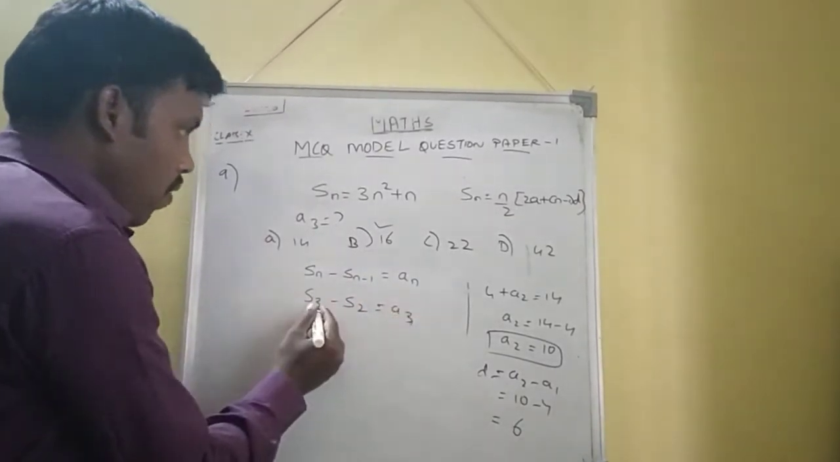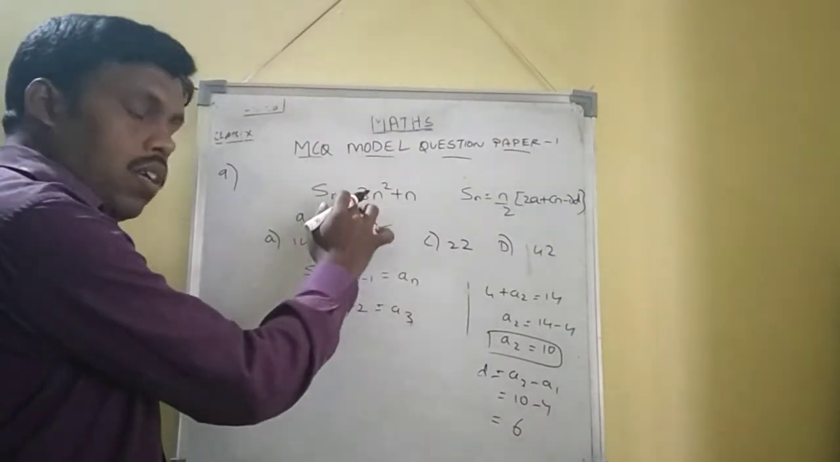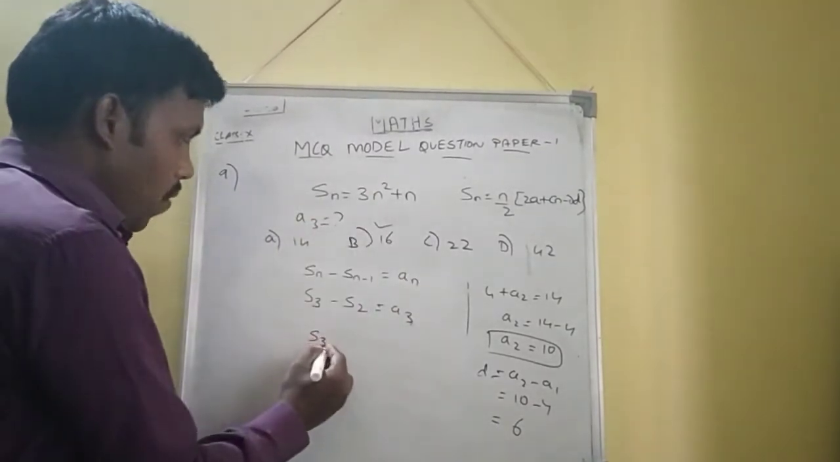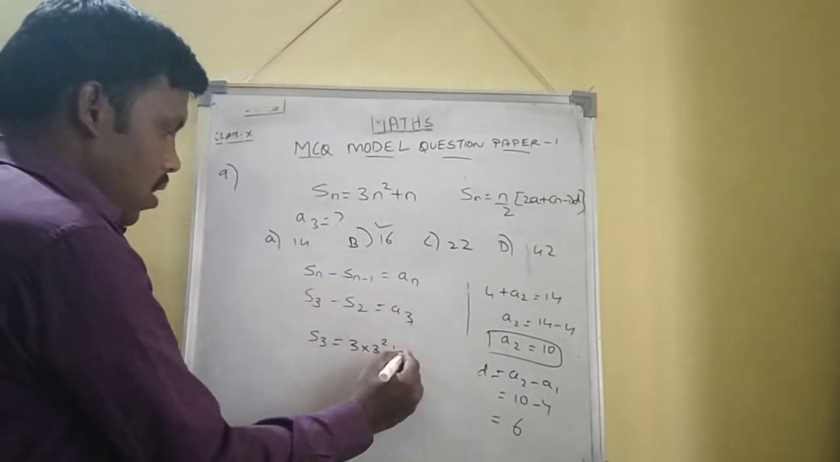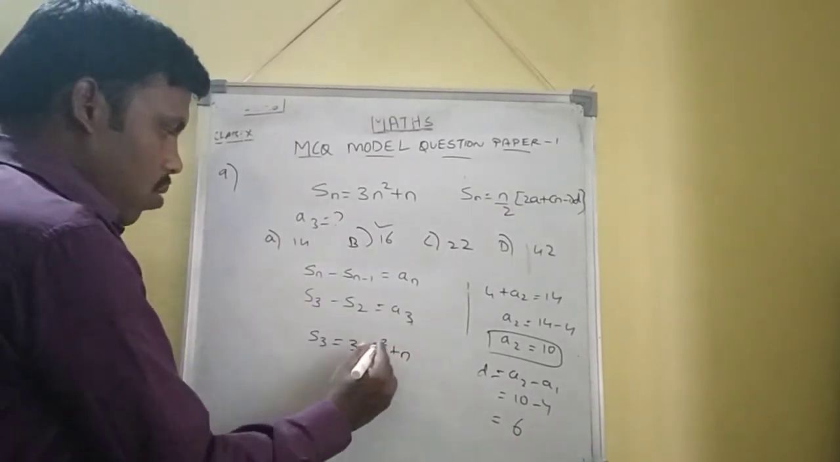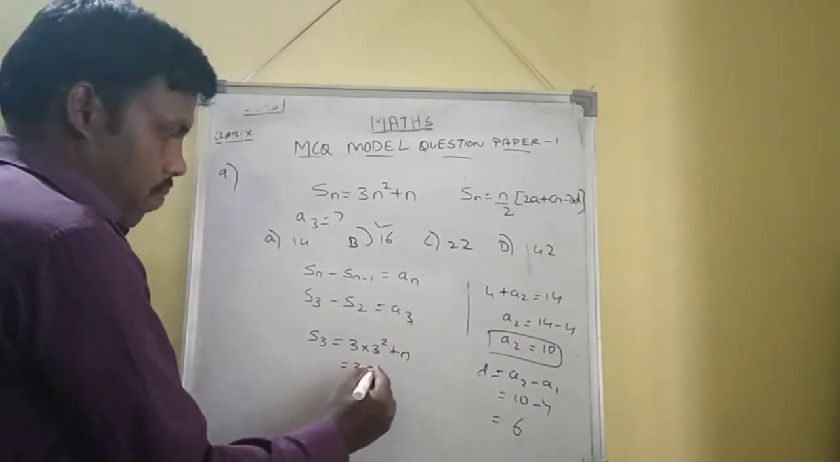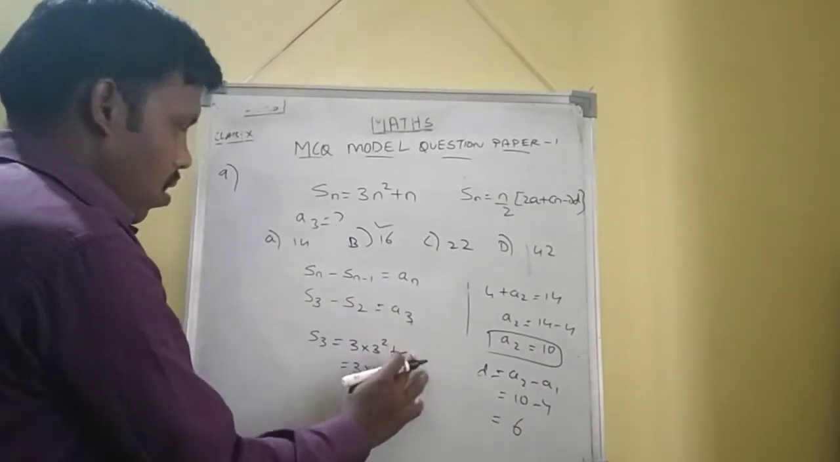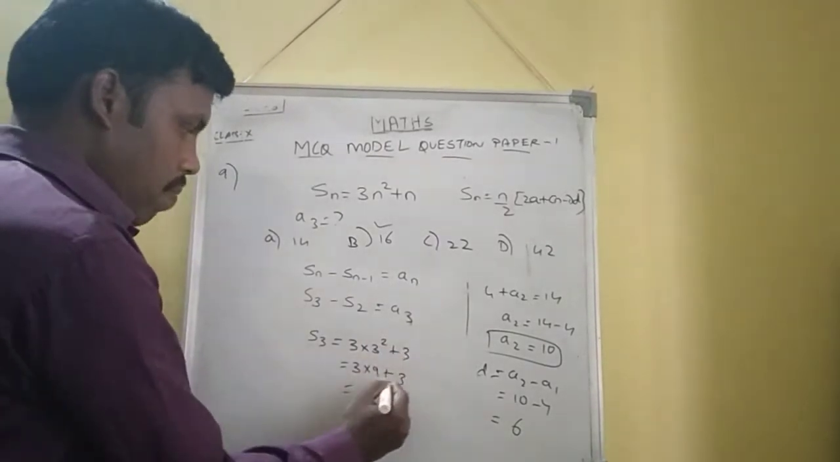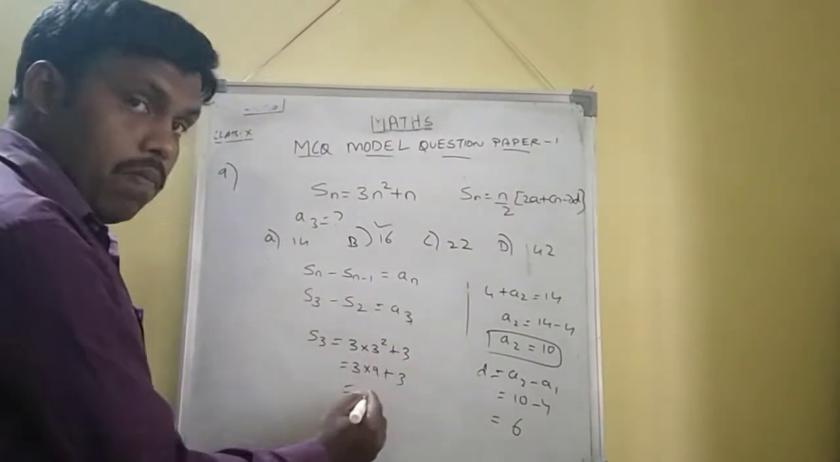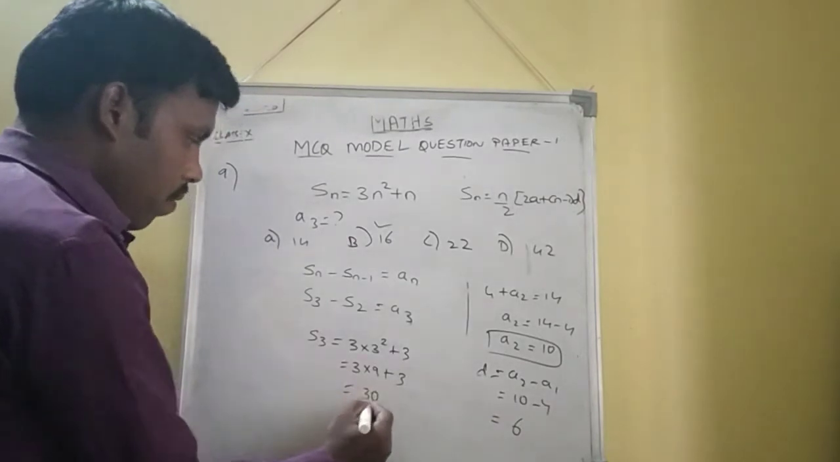How to find the sum of 3 terms? Don't worry, because the sum of n terms is already given. So S3 will be what? 3 into 3 square plus 3. That is 3 into 3 square is 27, plus 3. 27 plus 3 is 30.